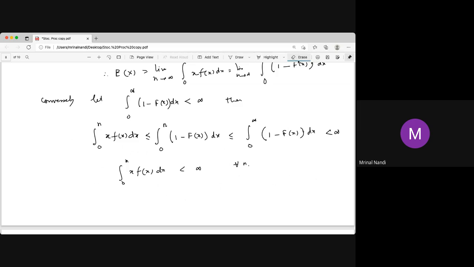Oh no, you can't say this is only finite. Since this is true for all n, that means the limit n tends to infinity also exists, and that is less than or equal to that part. So that means, therefore, this expectation of X exists.